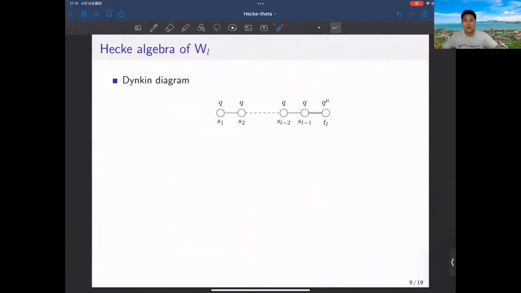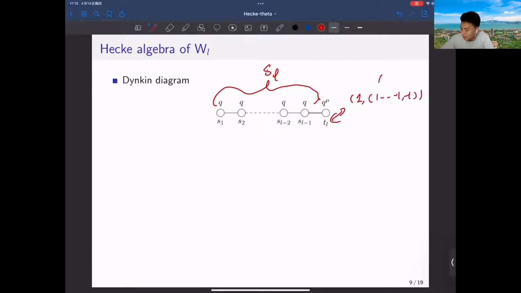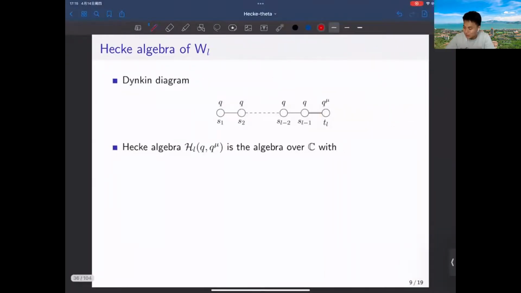So recall the Dynkin diagram of the Hecke algebra of W_L. It looks like this, and we have S1 to S_{L-1}, which contribute to the S_L part, and the last one corresponds to this: 1, 1, 1, 1, and the -1 inside S_L semi-direct product with plus minus 1 to the power L. Anyway, we have this Dynkin diagram, and it is quite easy to see that.